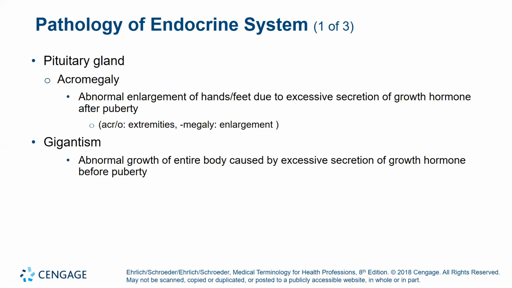So the first medical term we have is acromegaly. Looking at this term, acro means extremities, megaly is enlargement. So it's enlargement of the extremities. Gigantism, this is an abnormal growth of the entire body. It is caused by excessive secretion of growth hormone before puberty.